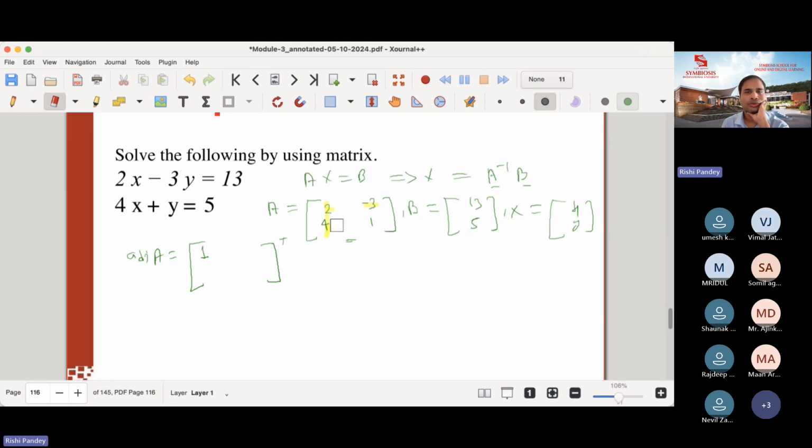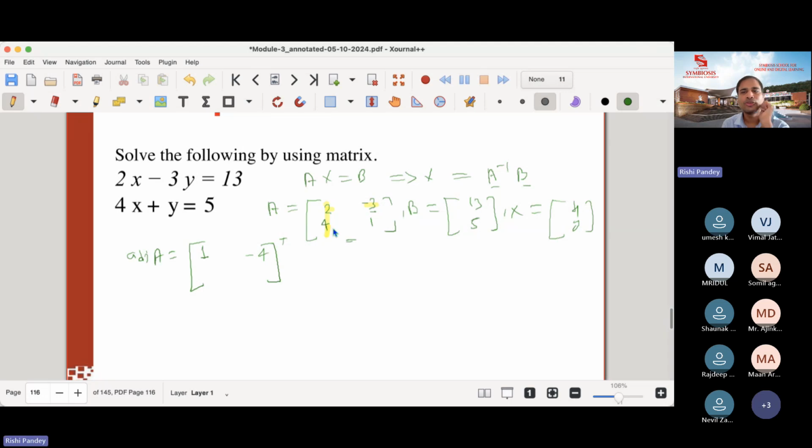Can you tell me the second one? For this element, we will delete this and this. What do you see after deletion? 4. But the location is A 1, 2. So 1, 2, 3. So 3 is odd. So we'll take a minus here: minus 4. Okay. Clear?